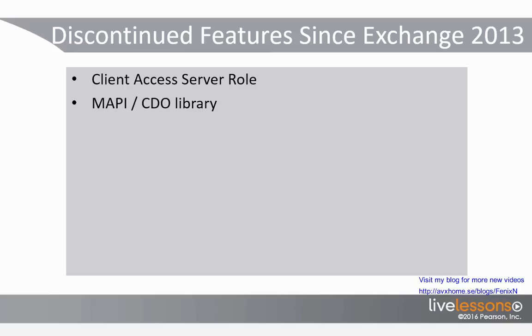So I want to talk about features that we've lost in Exchange 2016. Thankfully, there aren't many. Since the days of Exchange 2013, we've only lost two features. The client access server role, and that really isn't a loss because the capabilities of that role have been rolled into the mailbox server role, and we've lost the MAPI CDO library.